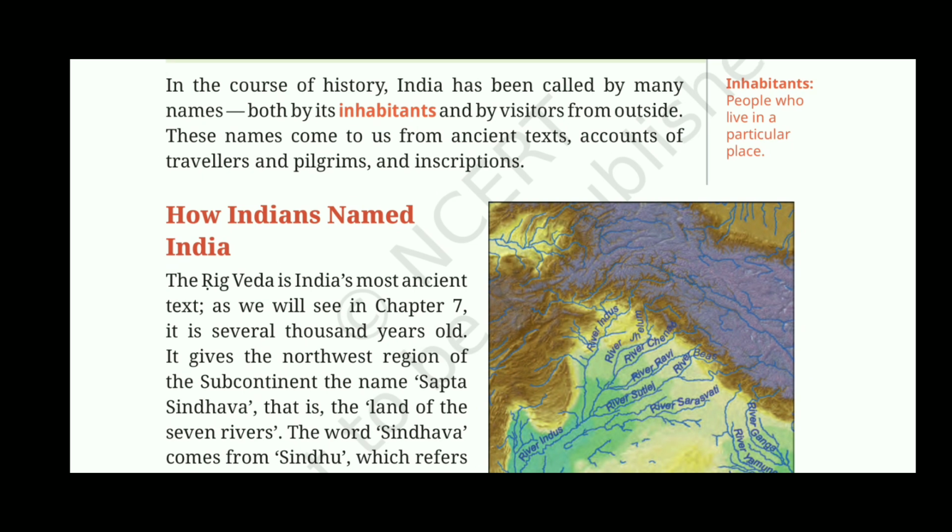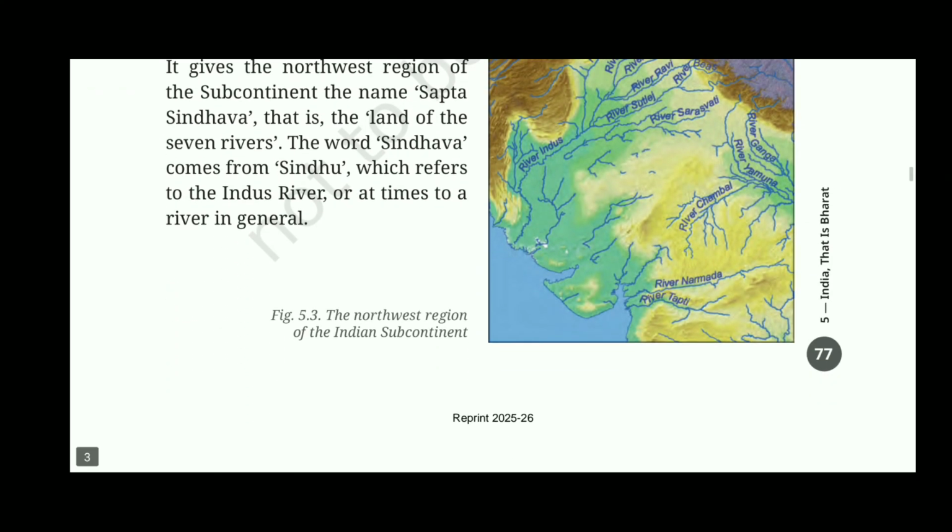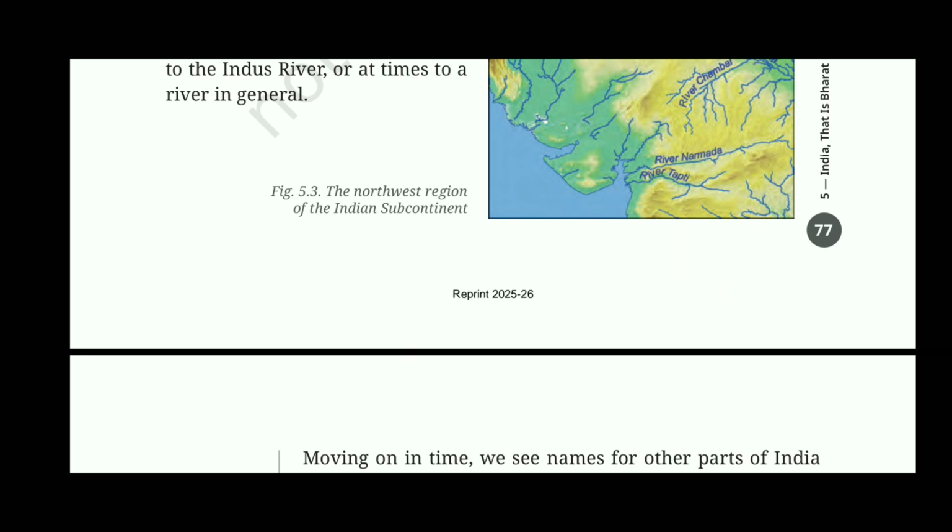Inhabitants: people who live in a particular place. How Indians named India. The Rig Veda is India's most ancient text. As we will see in chapter 7, it is several thousand years old. It gives the northwest region of the subcontinent the name Saptasindhava, that is, the land of the seven rivers. The word Sindhava comes from Sindhu, which refers to the Indus River or at times to a river in general. Figure 5.3. The northwest region of Indian subcontinent.